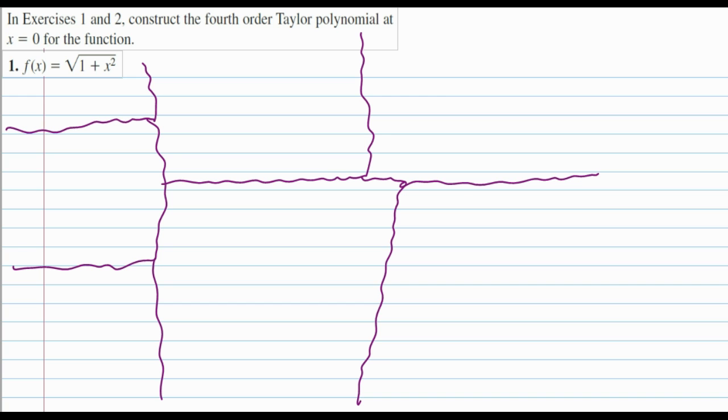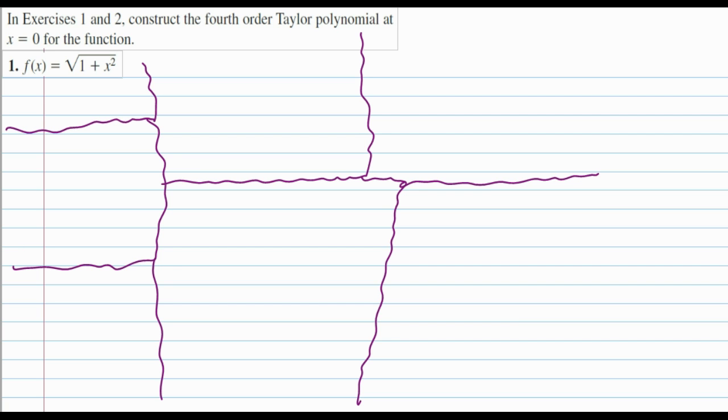Now try problem number 1 says construct the fourth order Taylor polynomial at x equals 0 for the function. That means we're going to go up to the fourth derivative. It does not mean 4 terms, it means up to the fourth derivative, fourth order.